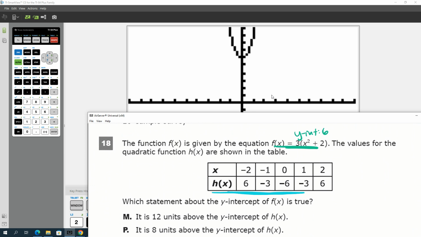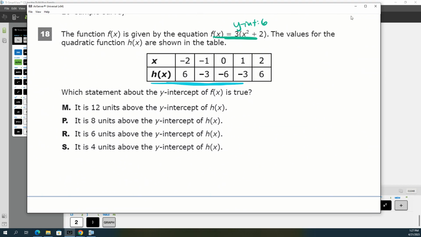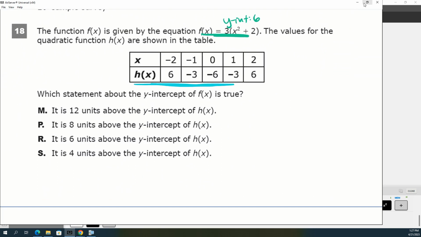Okay, and then on the table, the y-intercept is when x is 0. So the y-intercept of the table is negative 6. So if we're comparing them, how many units above the h-intercept is the f-intercept? Between 6 and negative 6 is 12 units.